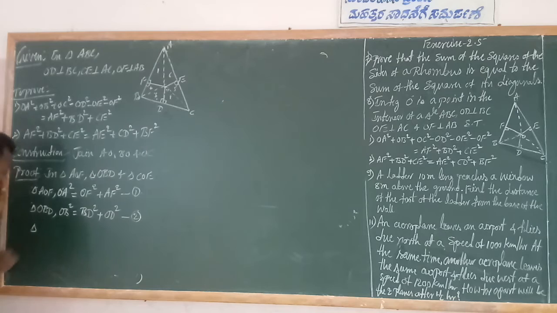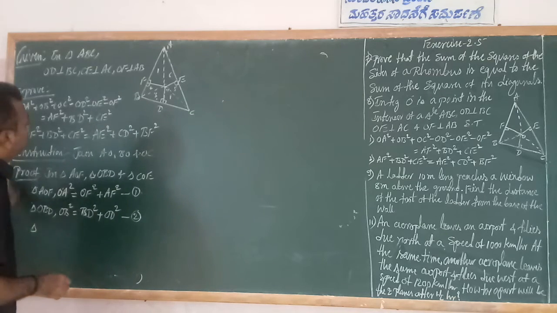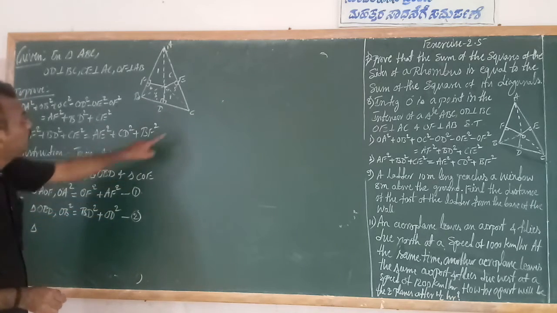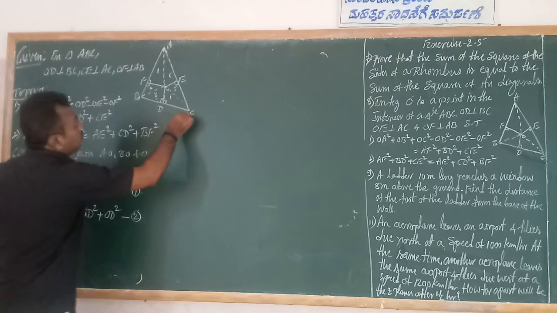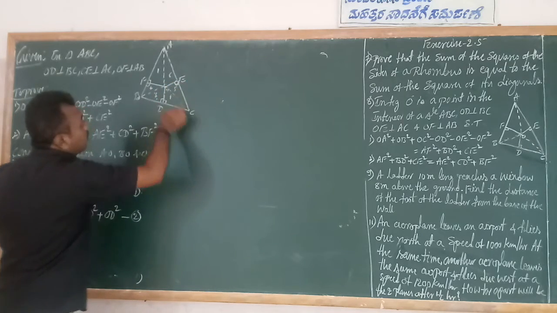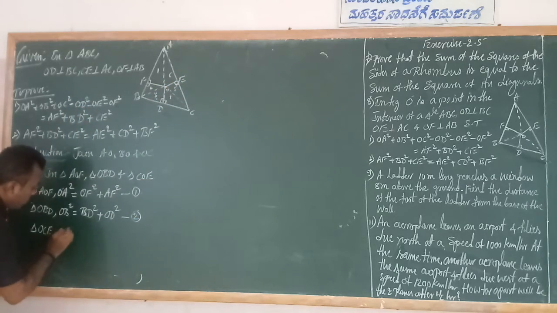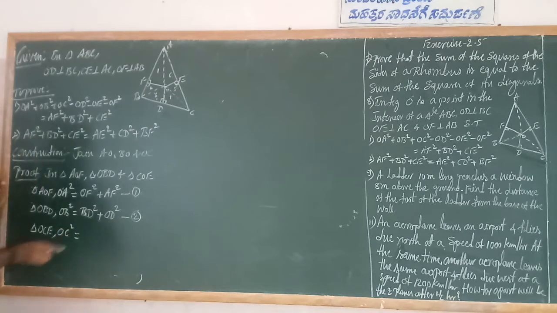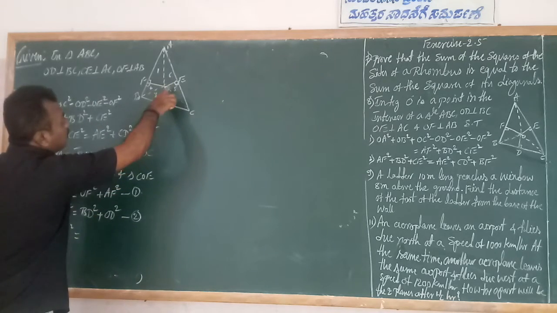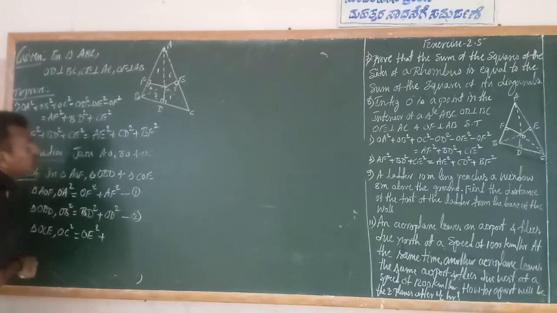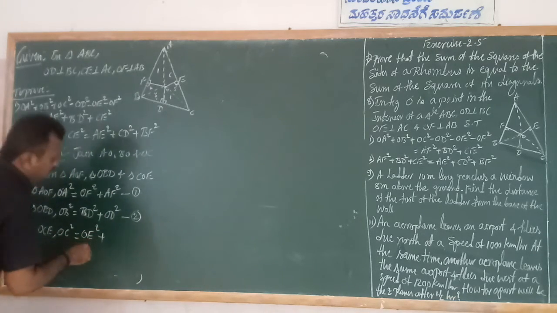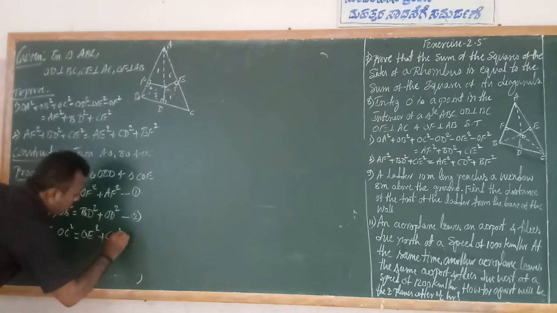Next triangle, after OBD, is COE. In triangle COE, here 90 degree. So OC square is equal to OE square plus CE square. Equation number 3.